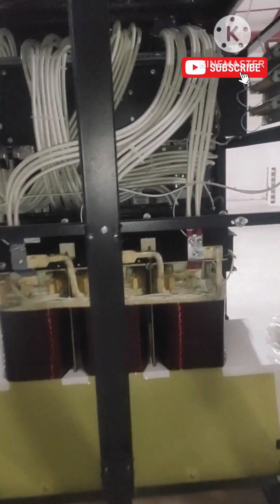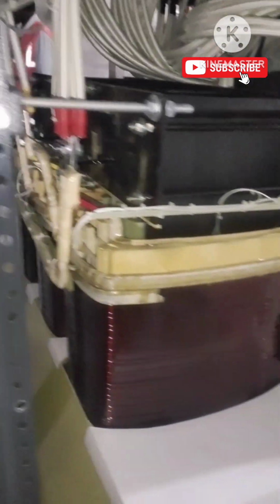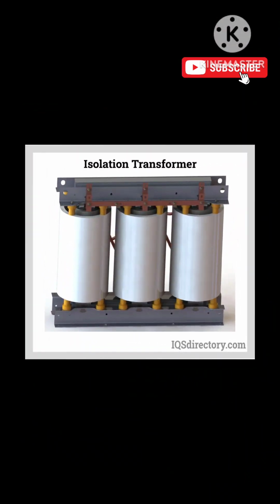There are three basic parts of a transformer. One is the core. This iron core serves as a magnetic conductor. The second one is the primary winding. The third one is the secondary winding. Please look at the picture. Actually, this is the shell type core of the transformer.